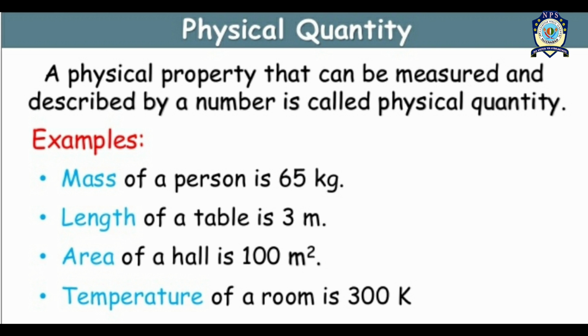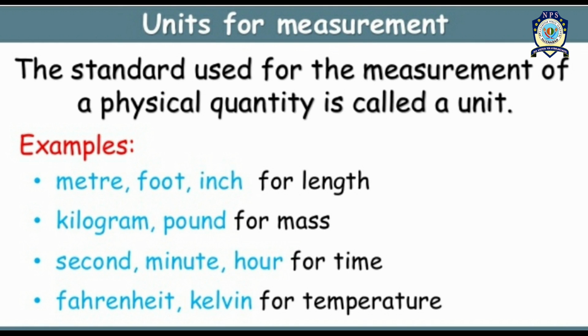Now let's learn what a unit is. The standard used for the measurement of a physical quantity is called a unit. For example, for measuring length, meter, foot, and inch are used. For mass, kilogram and pound are used. For time, second, minute, and hour are used. And for measuring temperature, Fahrenheit and Kelvin are used.